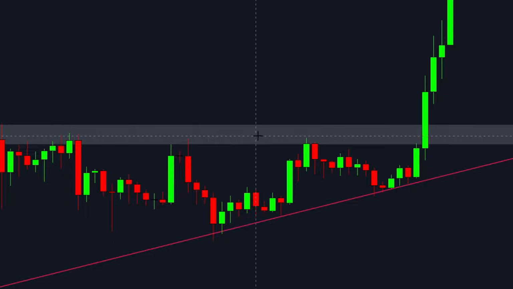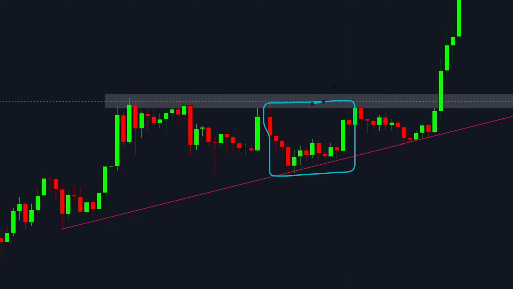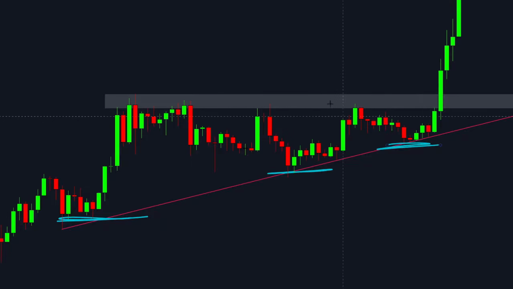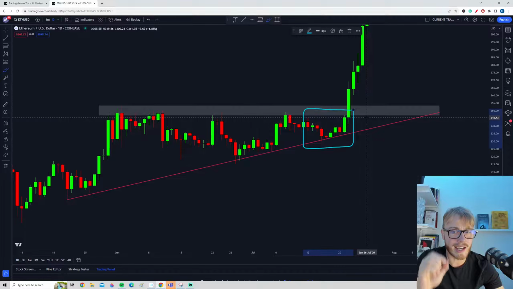You may of course wonder, why couldn't we enter at, for example, this area right here? Well, the principle we're using here is that for every higher low into resistance, it makes the resistance more likely to break. But okay, so now you know you want to enter somewhere in this area, but you may of course wonder, where exactly do I enter? How do I get the precise signal that we want to enter the trade?